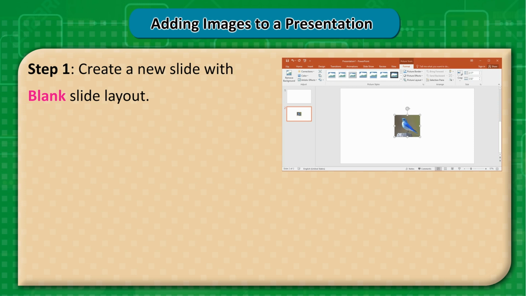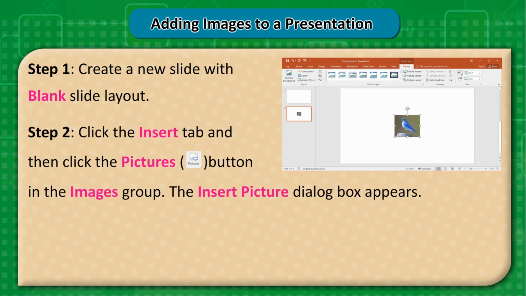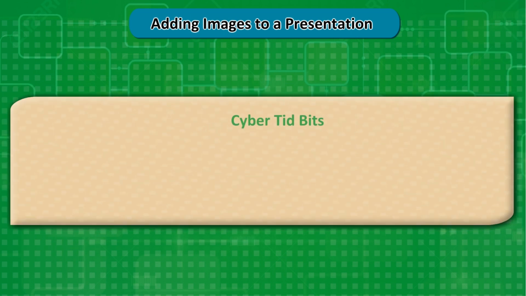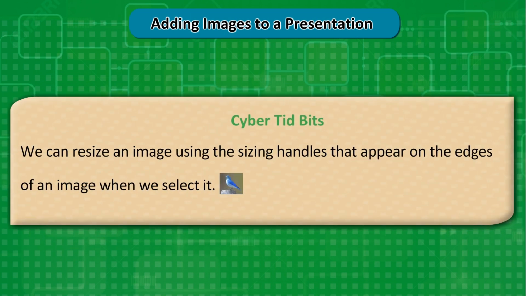Step 1. Create a new slide with blank slide layout. Step 2. Click the Insert tab and then click the Pictures button in the Images group. The Insert Picture dialog box appears. Step 3. Select the desired image we want to insert and click the Insert button or simply double-click the image. Cyber Tidbits. We can resize an image using the sizing handles that appear on the edges of an image when we select it.